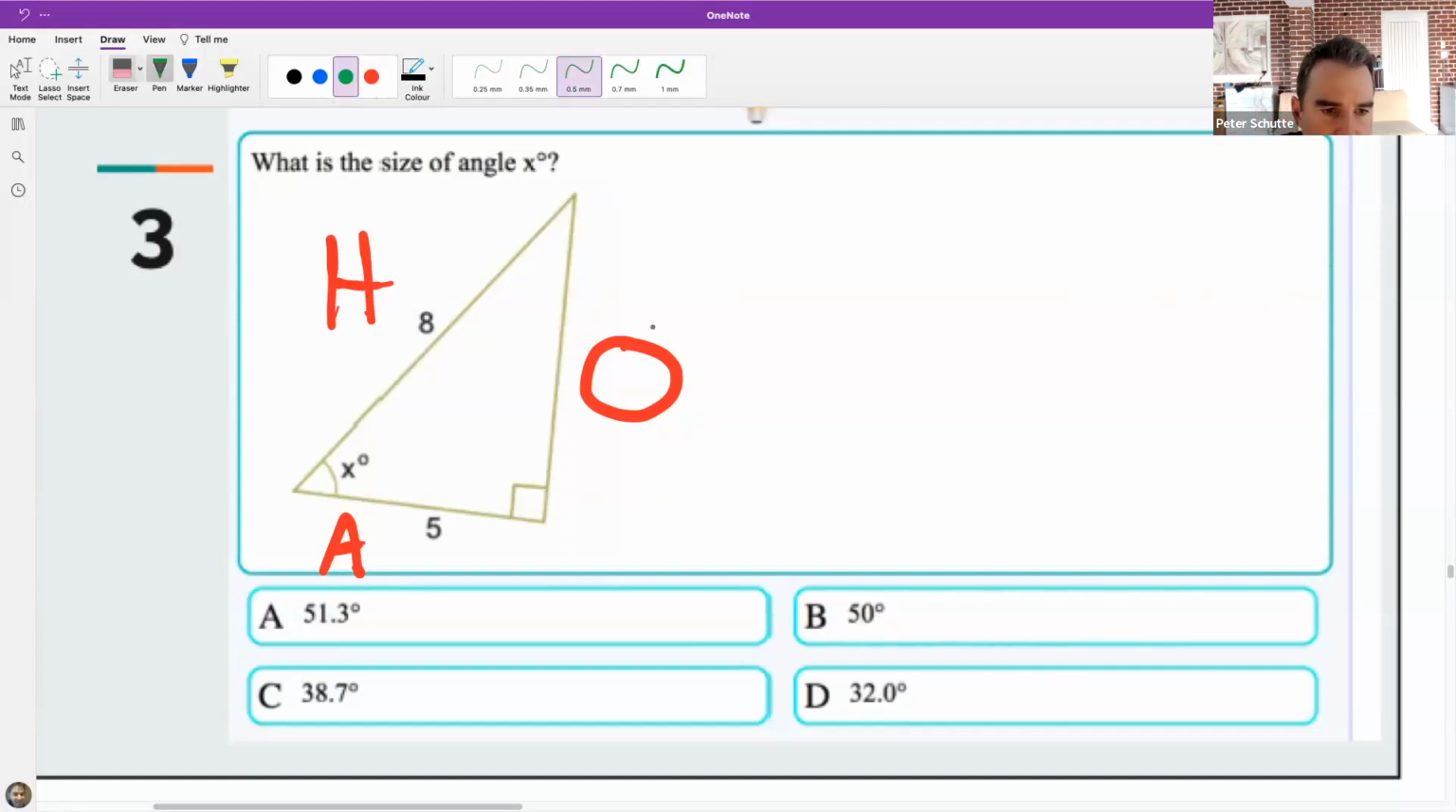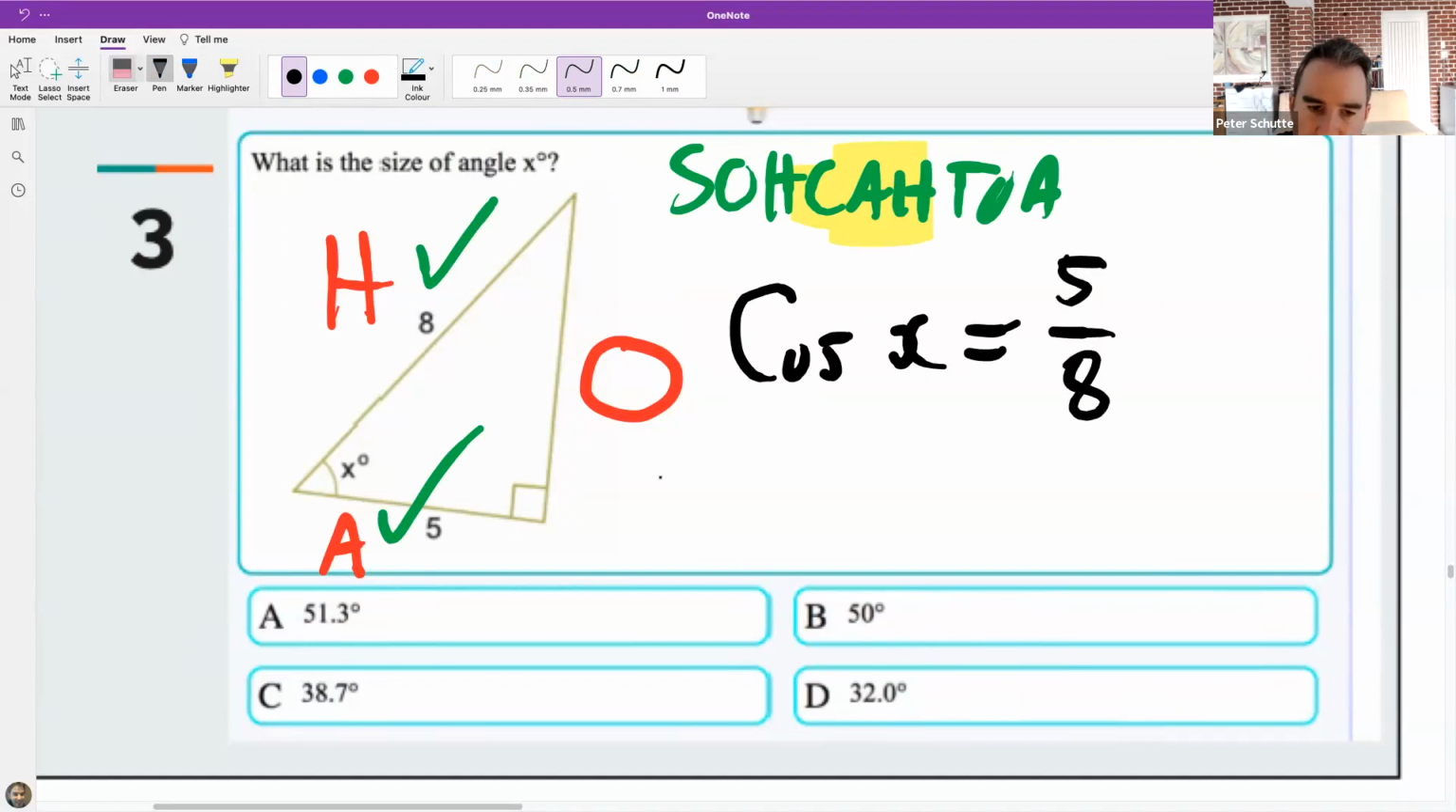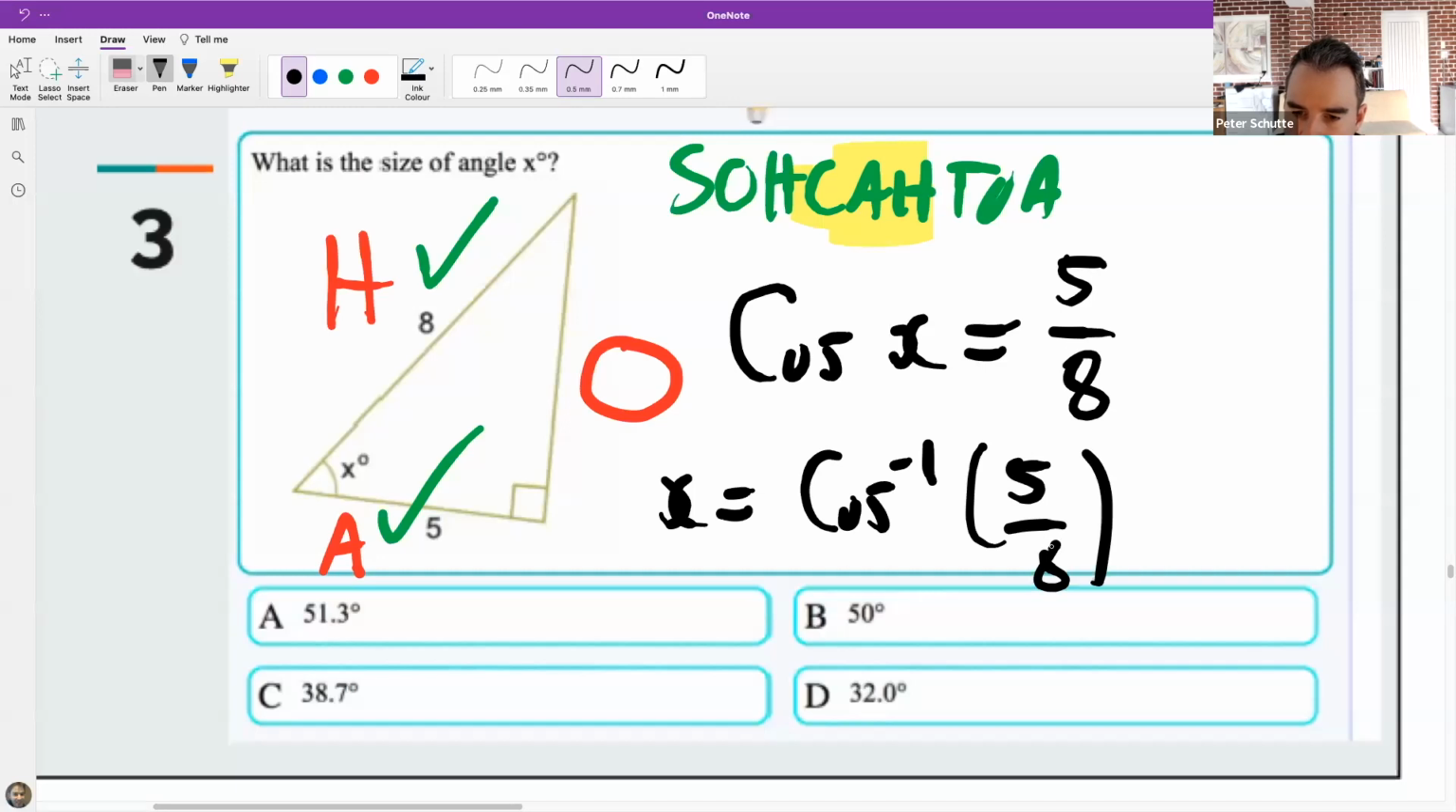All right, last question. So we want to find X. I think A and H are involved. So, SOH CAH TOA, and A and H involve cos. So we write down the cos of X is equal to 5/8, which then means that inverse cos of 5/8 should give us our angle.